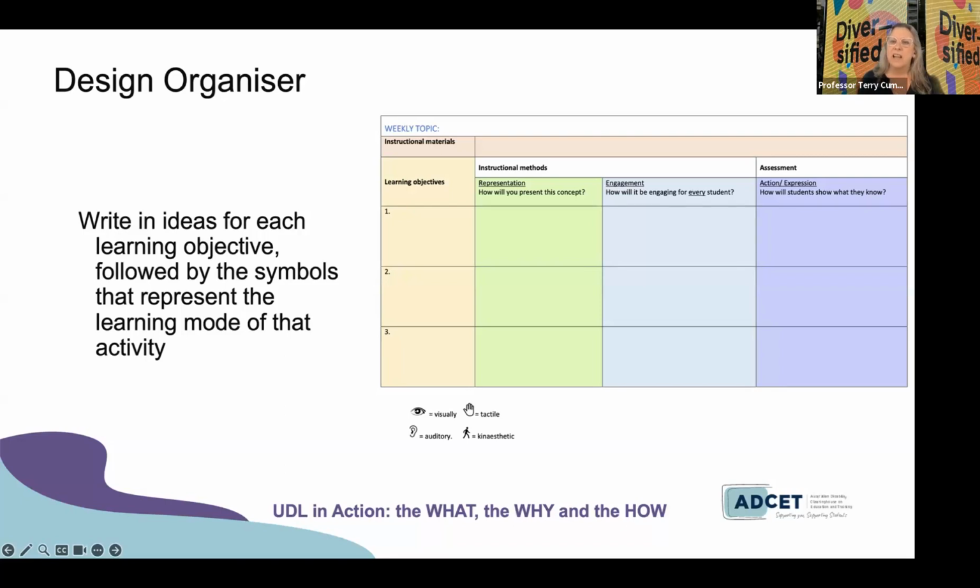How can you present the concept? How can you make it engaging for every student? And how can students express what they've learned or how they've met the learning outcomes? I really like that they also incorporated these little symbols at the bottom. So after you put each thing, you could just put the symbol next to it and it lets you check really quick whether you're overly emphasizing one mode of learning over another, or to make sure that you're covering all of those things.